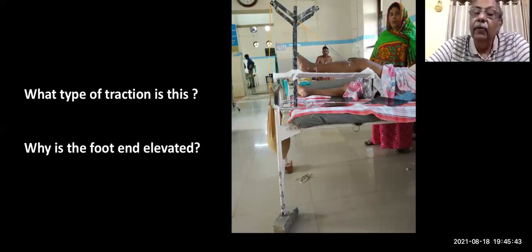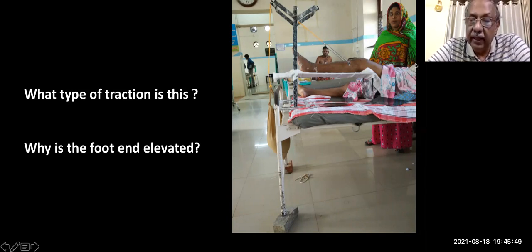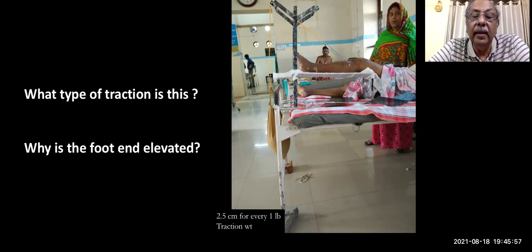Once they elevate the foot end of the bed, the weight will be acting in this direction and the body weight will be pulling in the opposite direction. So this becomes a balanced traction. So why is the foot end elevated? It is for converting it into a balanced traction.